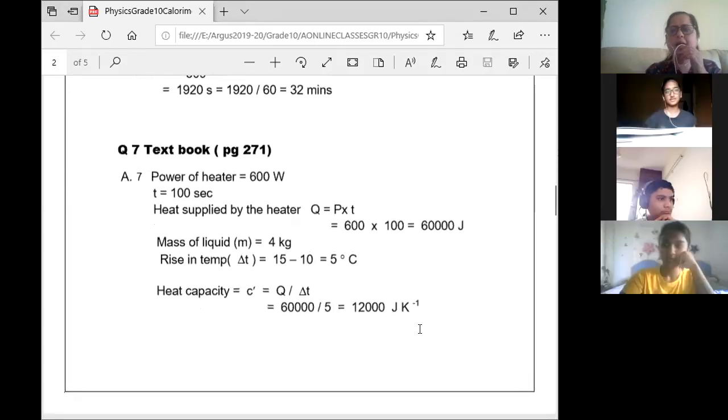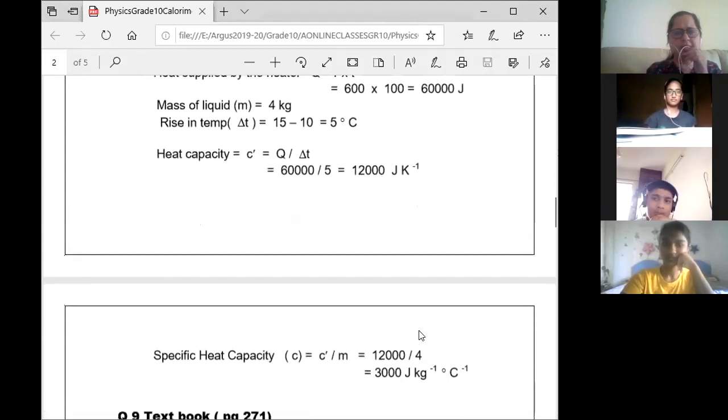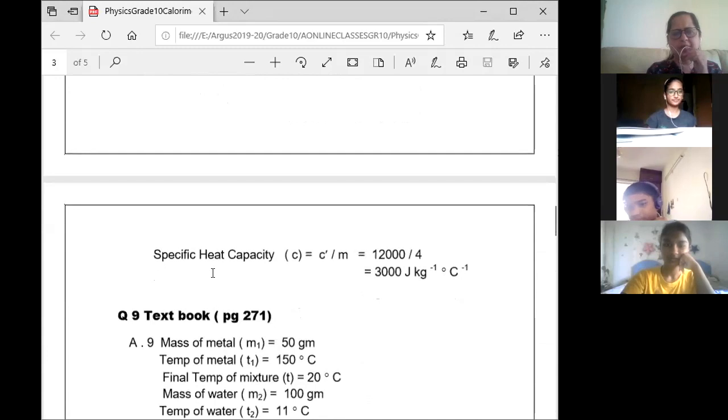Yes, C dash is equal to MC. That is a better answer because I already have C dash, so no need of calculating. So same as what Mariam has said. I want specific heat capacity, so C equal to C dash upon M, because as Mariam said, C dash equal to M into C. Very good, Mariam. Melissa also good, but why should I take the entire thing?